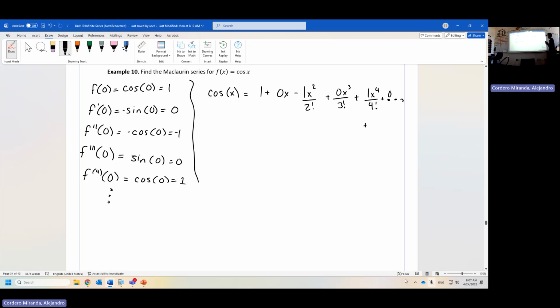And then the nth term, I guess, kind of depends on which derivative you're on, like what cycle of the derivative you're on. I can't generalize it here, but you can generalize it if you cancel out all the zeros. It looks like 1 minus x squared over 2 factorial plus x to the fourth over 4 factorial minus x to the sixth over 6 factorial, etc. And this one you can generalize because there's a very clear pattern. First of all, it's alternating. So hopefully you remember that means negative 1 to the n.